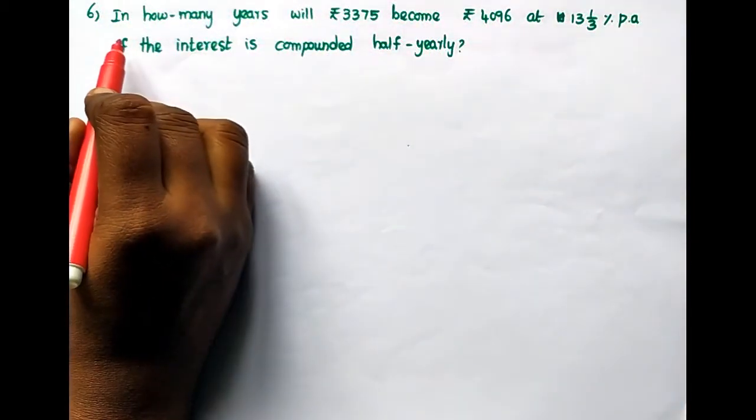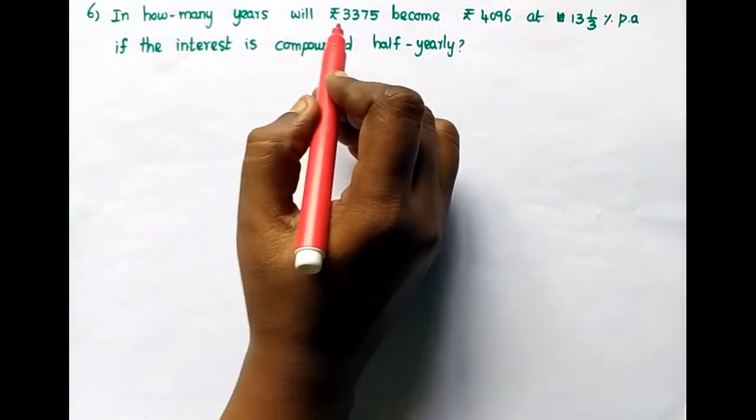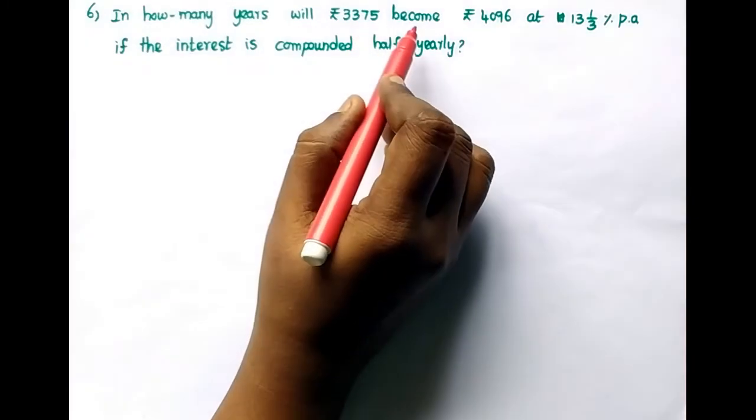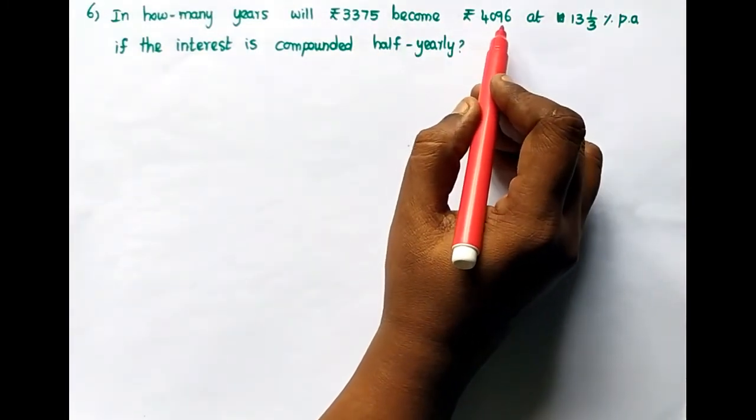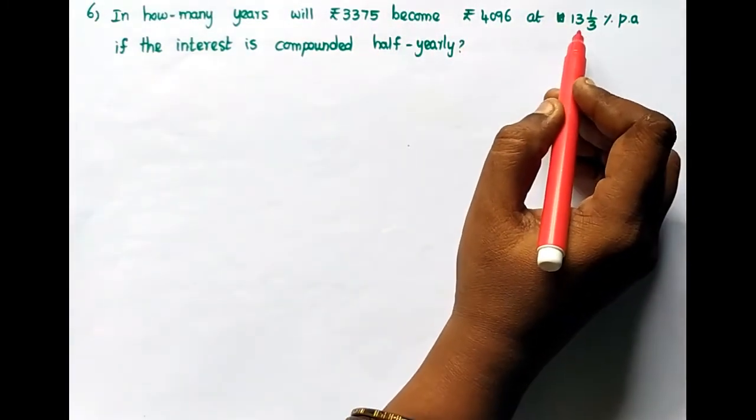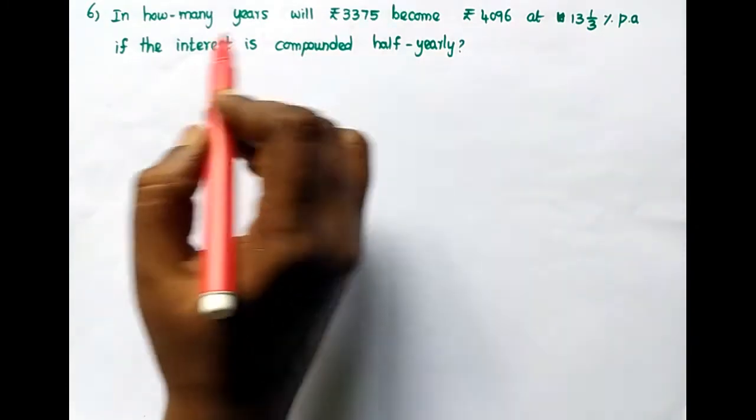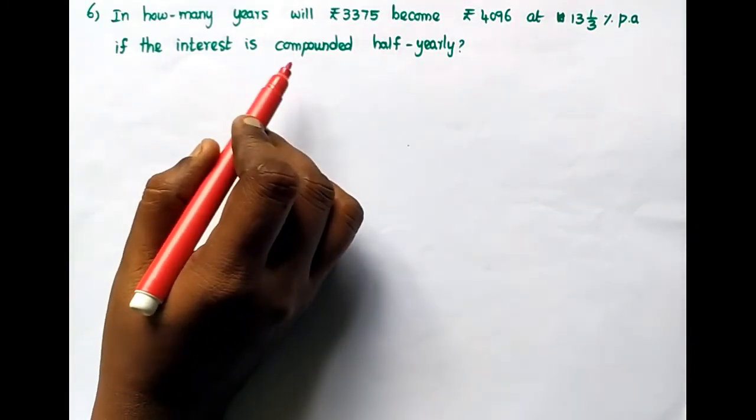Sixth sum. In how many years will 3375 become 4096 at 1/3% per annum if the interest is compounded half yearly?